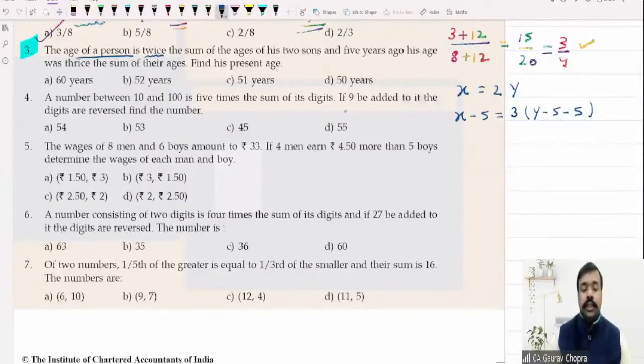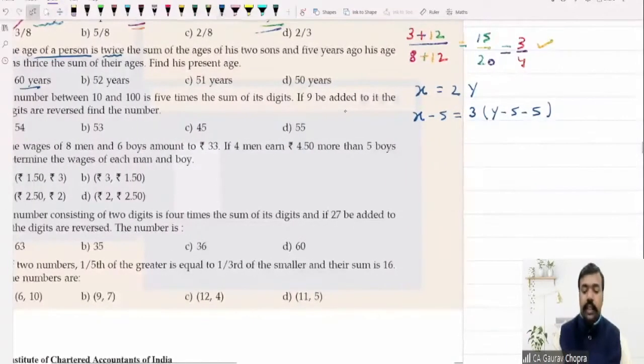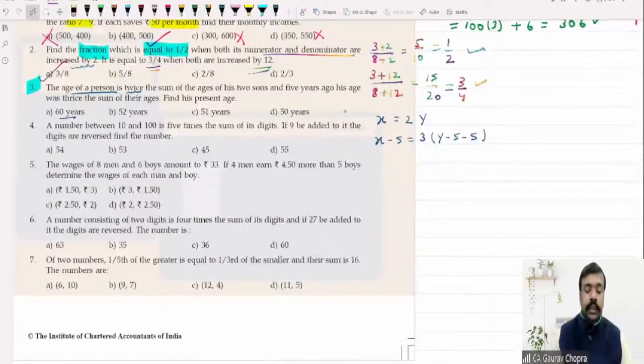Then how to find the present age? Now you can have an understanding, like if we are taking option A, like 60 years. If we are thinking of 60 years, that means 60 is the age of the person.